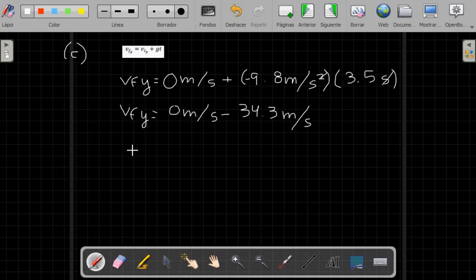And 0 minus 34.3 is equal to minus 34.3. Okay, what is the meaning of that sign? Well, it means that at that moment the ball is going downward.